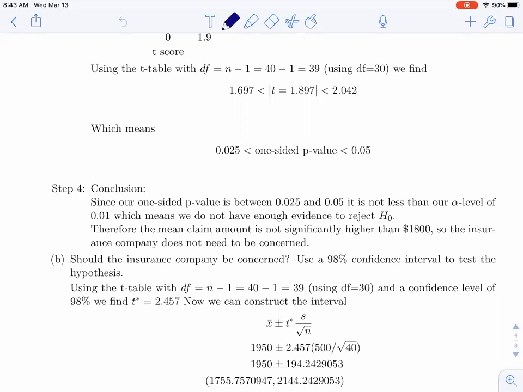So since our one-sided p-value is between 0.025 and 0.05, it's not less than our alpha level of 0.01. Remember I told you what alpha level to use? So it's not less than 0.01, which means we do not have enough evidence to reject H naught. Therefore, the mean claim amount is not significantly higher than 1,800, so the insurance company does not need to be concerned.